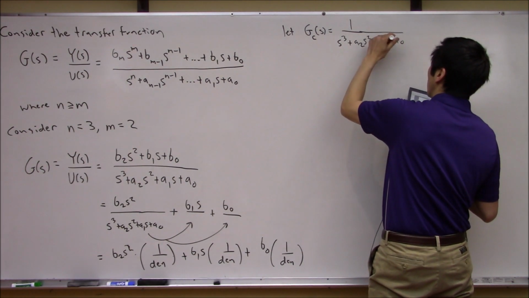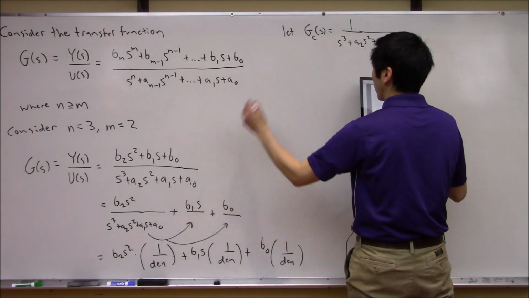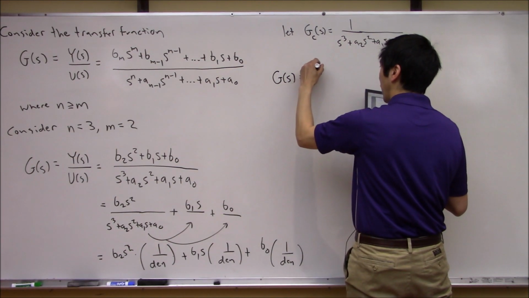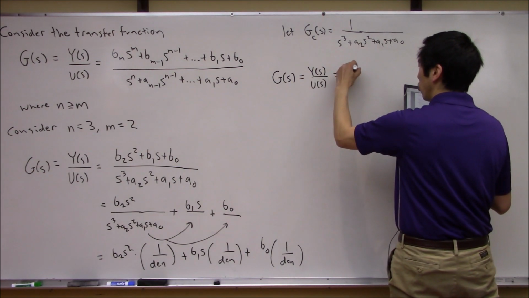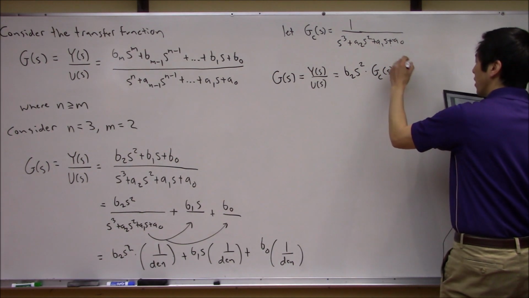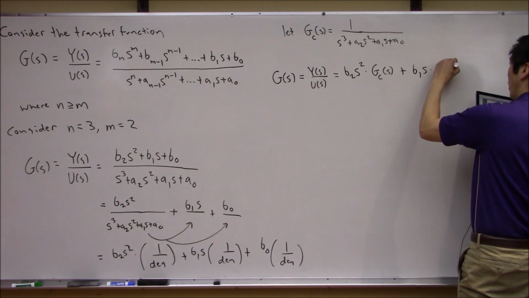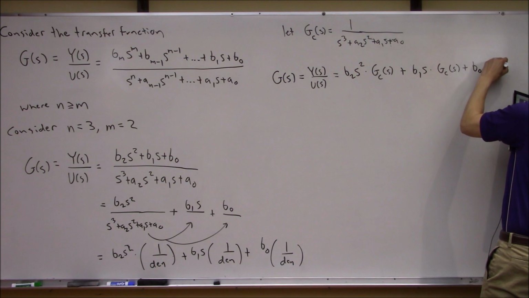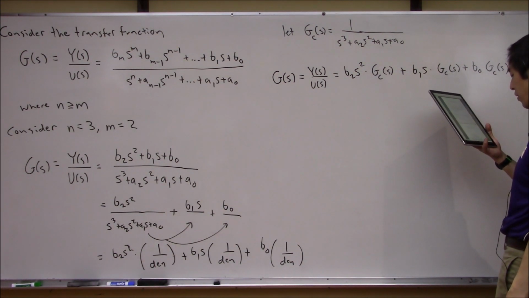Okay, so then what we could do is rewrite this whole thing. Here's the original transfer function, which was the ratio of the entire output over the input. This is now going to look something like b2 s squared times Gc of s, plus b1 s times Gc of s, plus b0 times Gc of s. We haven't done anything, we've just rewritten this in a slightly different format.